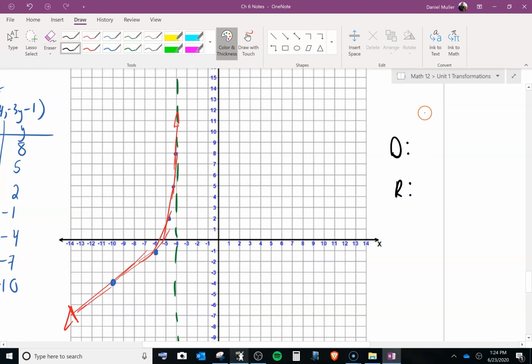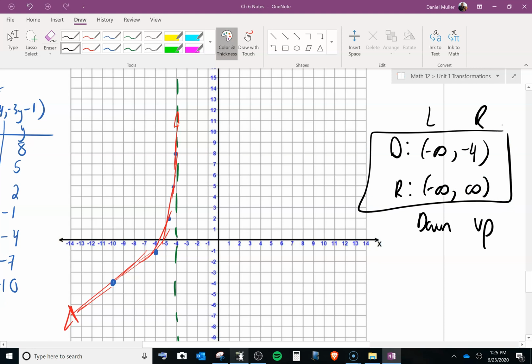So domain, how far left and then right, and then how far down, and then how far up. So left would be negative infinity. How far right does it go? Well, it goes up to negative 4, but it never crosses it, or never even touches it. And how low will it go? It'll go down forever, and it'll go up forever. So negative infinity and positive infinity. So that's my domain and range.